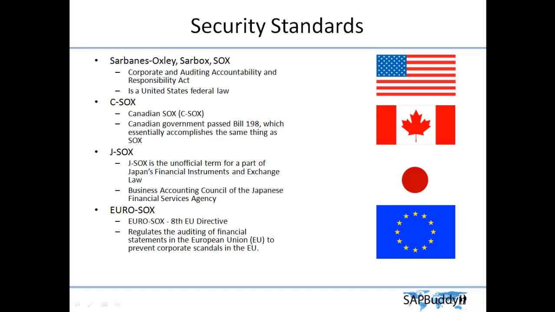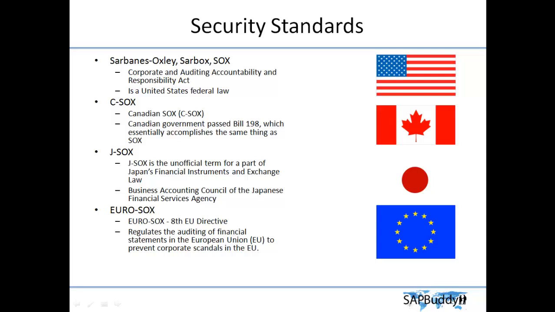The first one I would like to discuss is the Sarbanes-Oxley Act, also called SarbOx or SOX. This is a United States federal law. It describes the Corporate and Auditing Accountability and Responsibilities Act. It is widely used around the globe in different names or different forms.